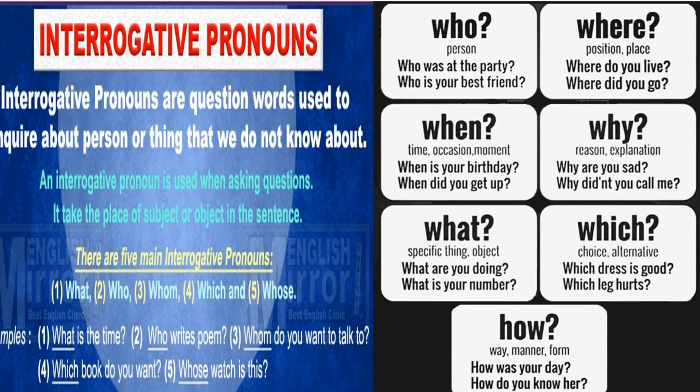And we use why for reasoning or giving an explanation. Why are you sad? Why didn't you call me? And what is used for specific thing or object. What are you doing? What is your number? We use which for choice or alternative. Which dress is good? Which leg hurts? And the last one, we use how for way, manner, or form. How was your day? How do you know her? Children, hope these examples are self-explanatory and hope it was useful, children.